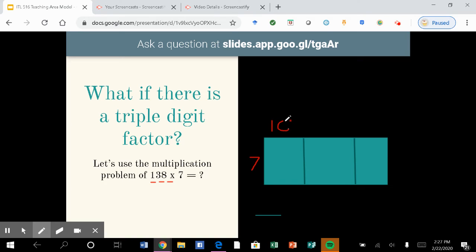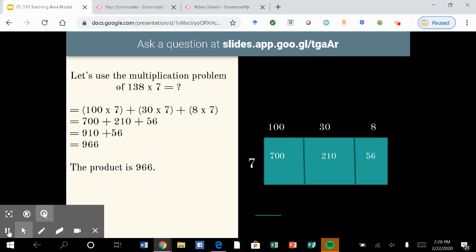We have 100. We have 3 10s, so 3 times 10 is 30. And we have 8 1s. So now that we set up our area model, we are now going to multiply each place value.